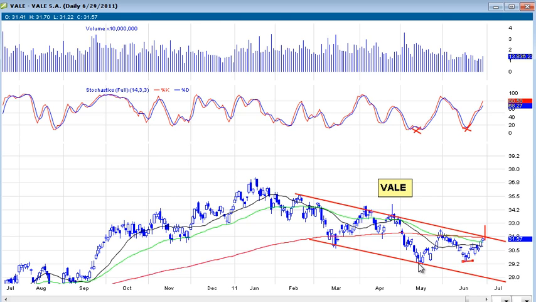This is an inverted head and shoulders pattern. Left shoulder, head, right shoulder, because the stochastics pull back. Now the trend line's about to be broken, so VALE set up for tomorrow too.